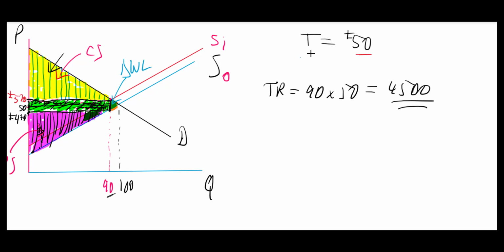So taxation, as you can see, is a distortion to the market, and we basically use the simple tools, consumer surplus and producer surplus, to analyze the market.